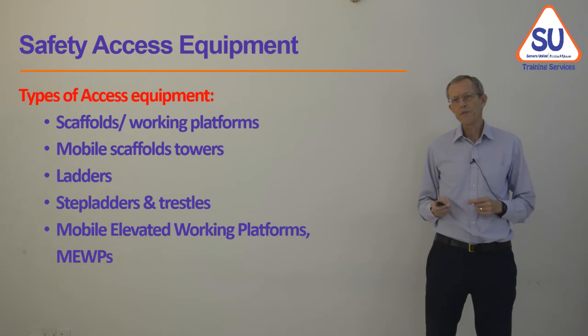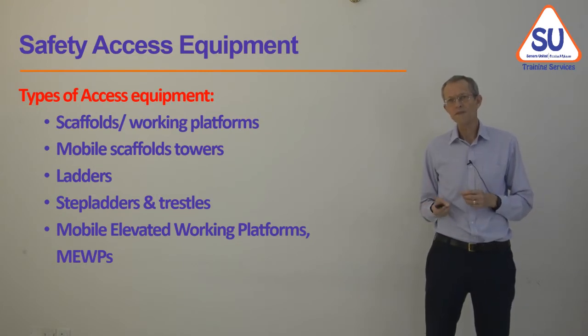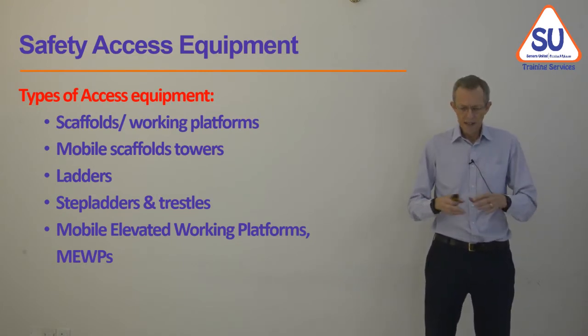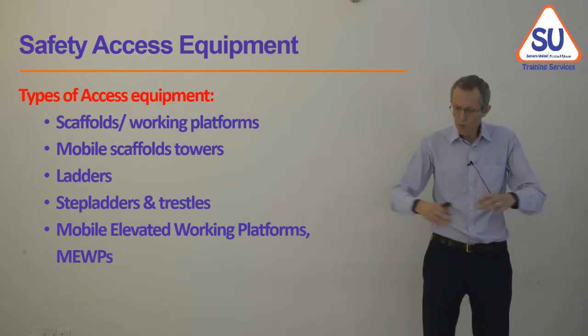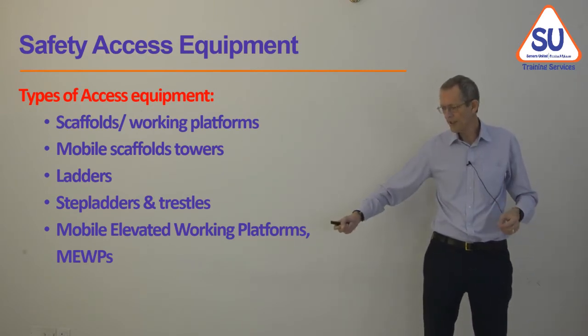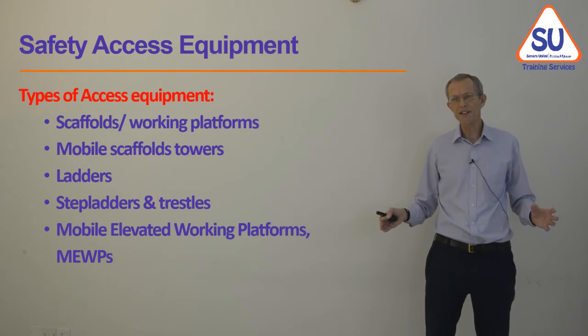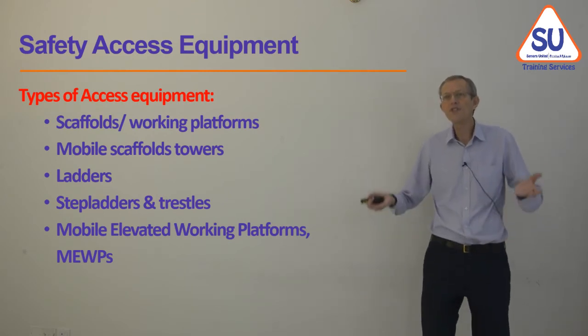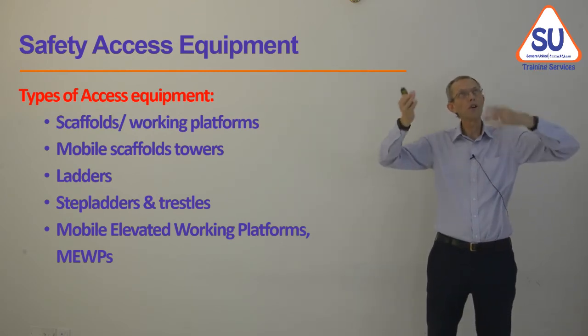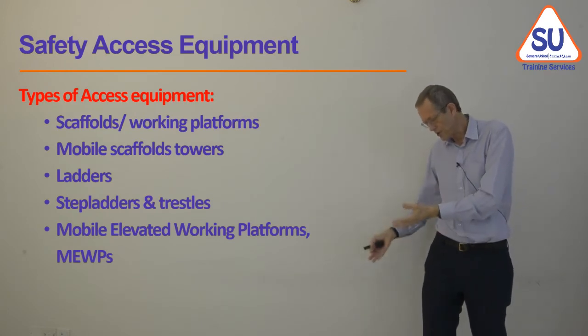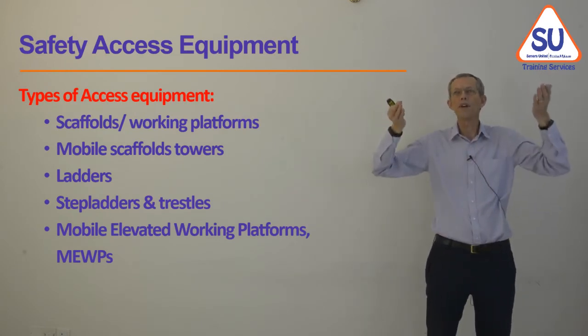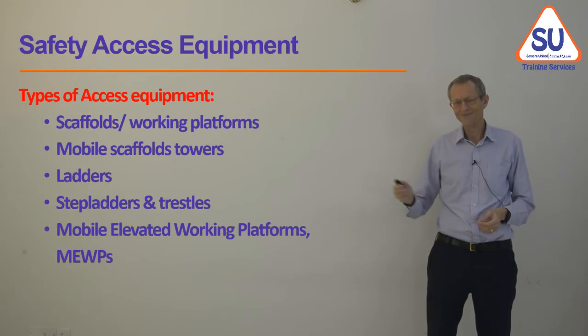Mobile elevated working platforms, these are called MEWPs for short. These are very useful tools. They provide a platform with a handrail and a door which you shut, and now you have a safe place to stand, and the platform will lift you up to do the work, and you can bring up with you the tools that you need, and then lift you down safely.